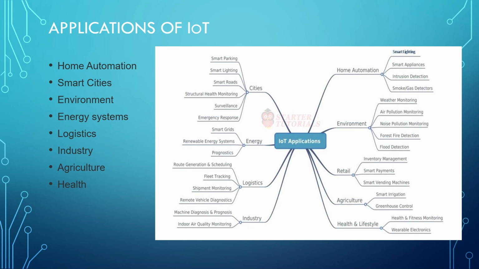Now, let us see applications of IoT. Applications of IoT are not restricted to a certain domain. They include various fields such as home automation, smart cities, environment, energy systems, logistics, industry, agriculture, and health. As you can see, I have listed examples of applications of IoT through this diagram.